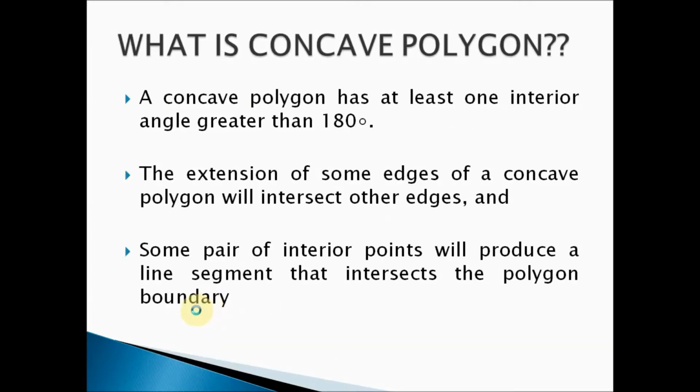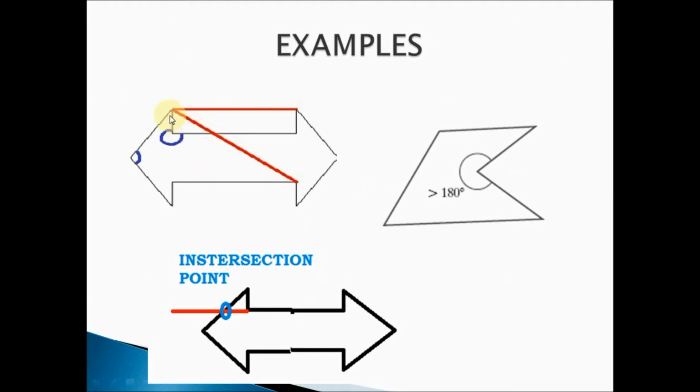So what is the third condition? Some pair of interior points will produce a line segment that intersects the polygon boundary. You can see here I joined two vertices of the polygon using a diagonal, that is a line segment, and you can see that this diagonal is intersecting with the boundary of the polygon. So if these three conditions hold good, then you can say that the polygon is a concave polygon.